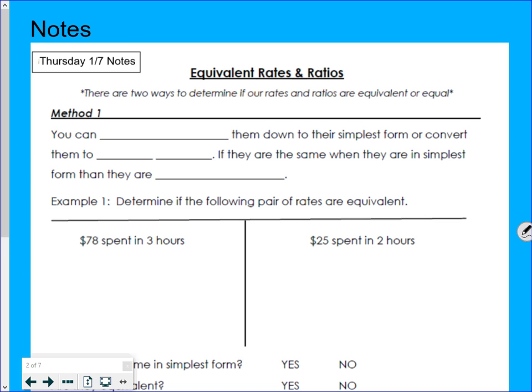Hi, this is Miss Rudd, and today we're going to be talking about equivalent rates and ratios.